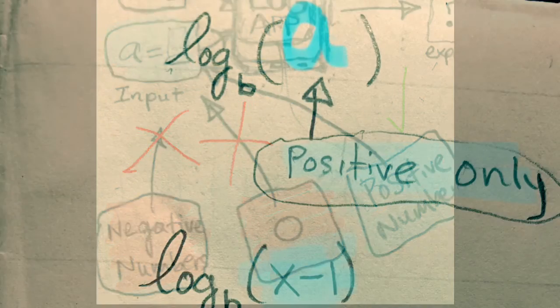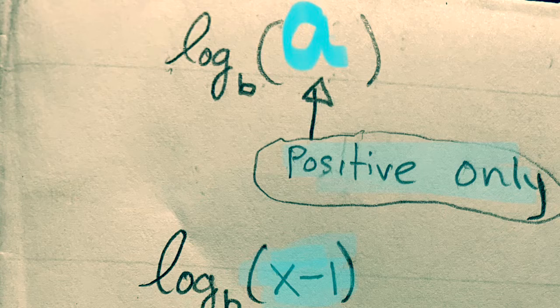So since that A value can only be positive, let's look at a log's input, the A value, that we've seen before. For example, how about log with just some common base B, log base B of x minus 1. And so the input is x minus 1. So that A value is x minus 1.